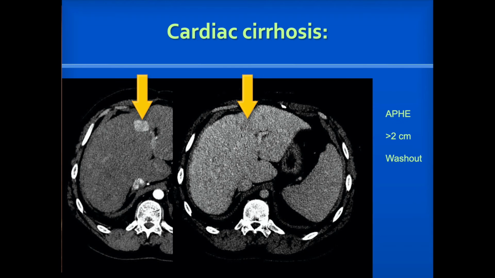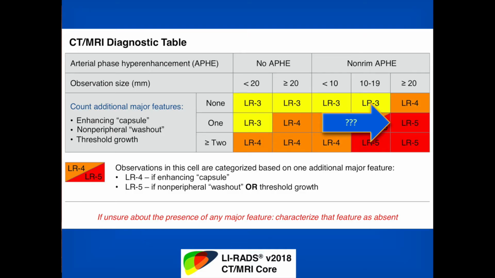Here we have a patient with cardiac cirrhosis. We did a multiphasic CT. Clearly there's arterial phase hyperenhancement, and on the delayed imaging we can see washout greater than background normal liver, so we do see washout. The observation measures more than 2 centimeters in diameter. So how would you categorize this? If you look at the table, you might say, okay, this measures more than 2 centimeters, it has non-rim arterial phase hyperenhancement, and it has washout, so it has one of these other major features. That should make it an LR5.